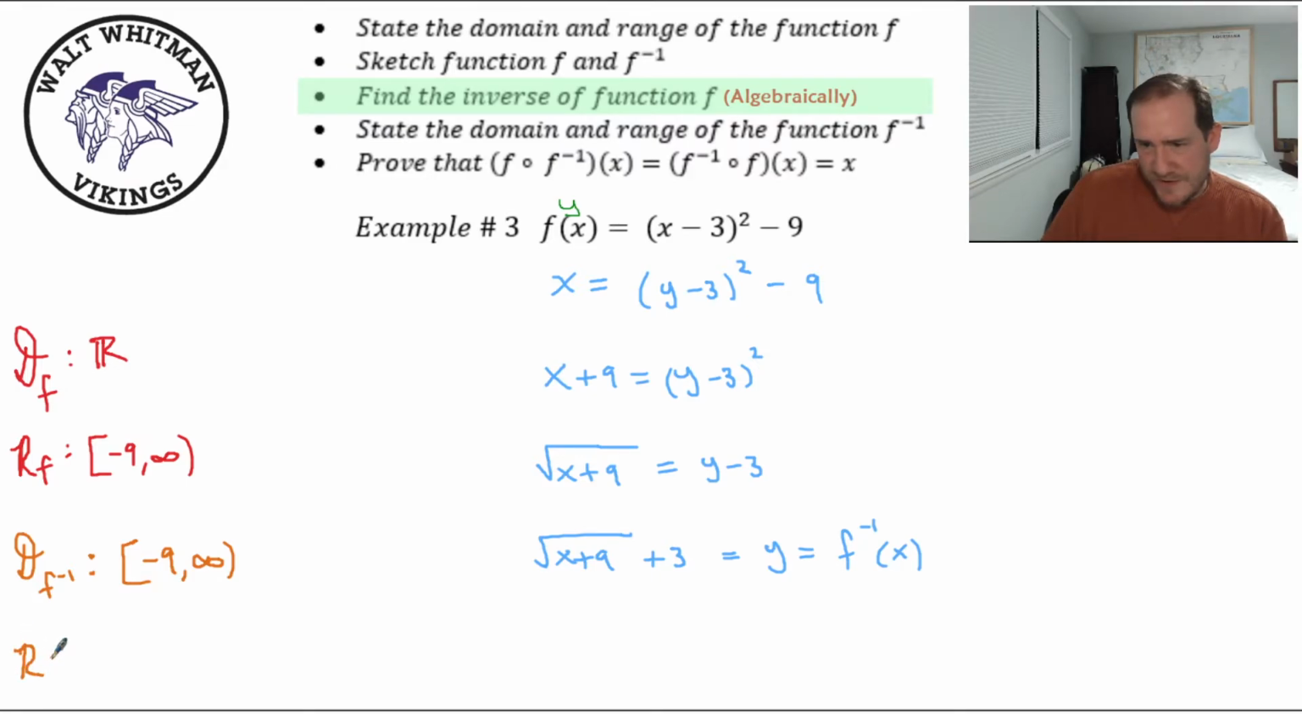But the range of our inverse, the range should be the domain. It should be all reals. And it just isn't, right? It's actually going to be 3 to infinity. If we were to sketch this thing, then we're left 9 up 3. And all we're getting is a little radical function, which goes from 3 to infinity. We're missing a whole half of our function.